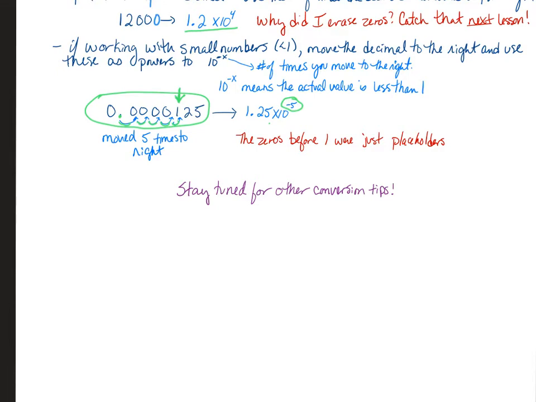So think about this when you put things down. 10 to the negative means that it's less than 1. 10 to the positive means that it's more than 1. So just think about that as you move forward. And there's lots of ways to convert things. We'll talk about that moving forward.